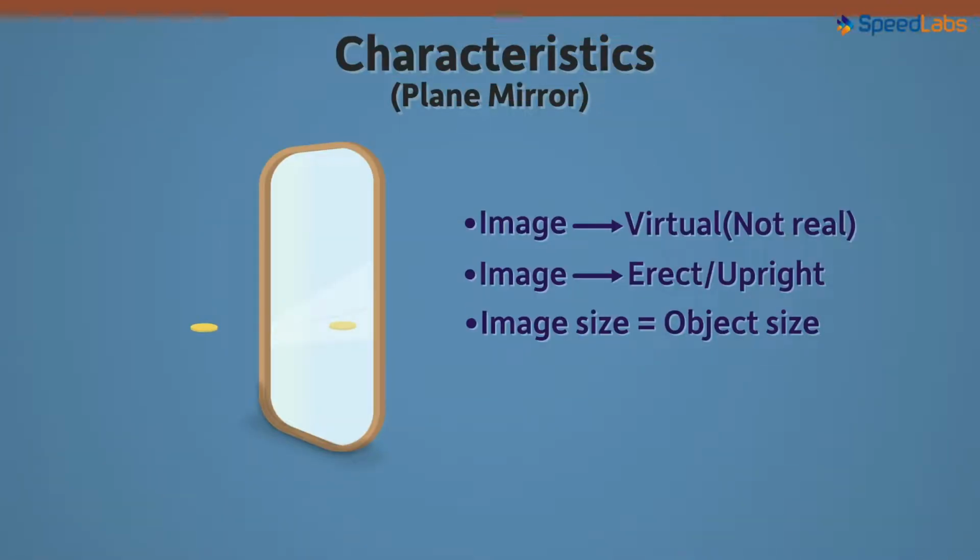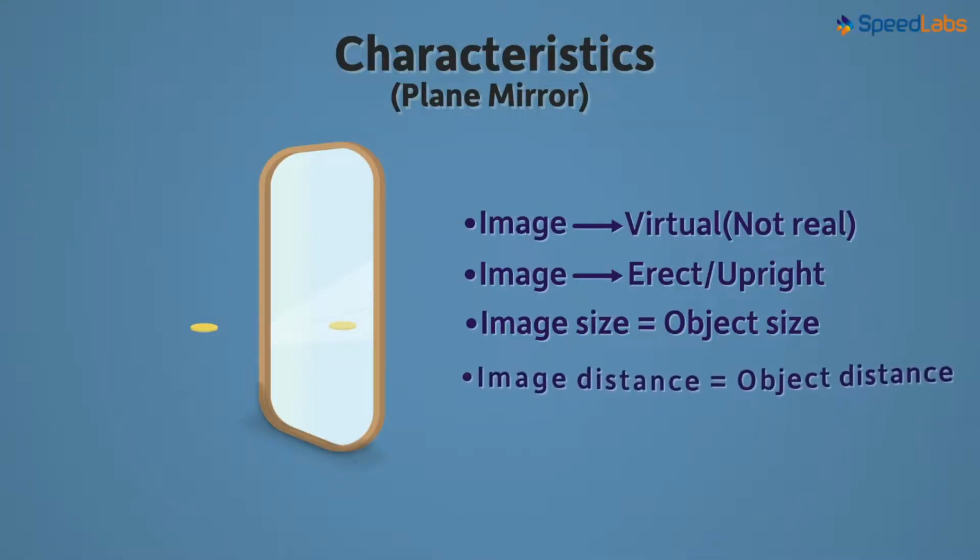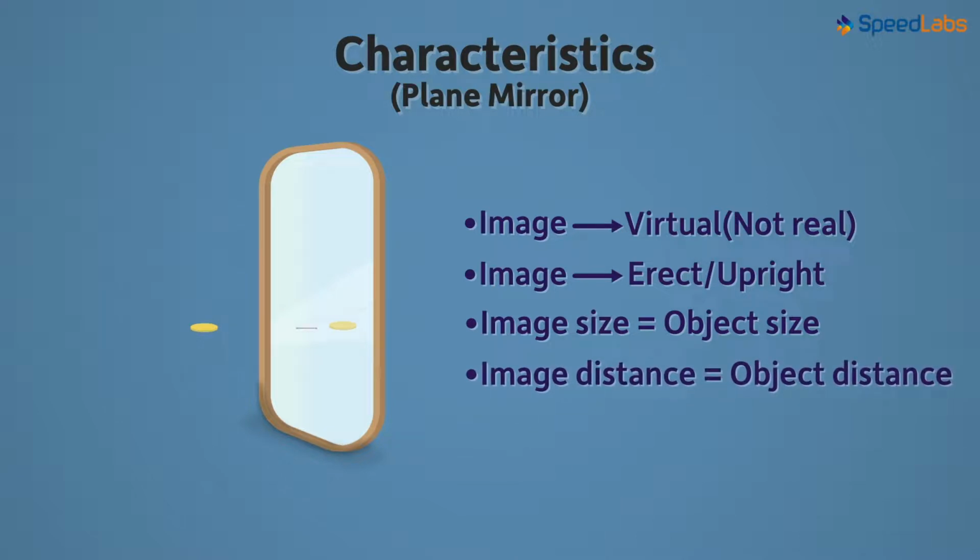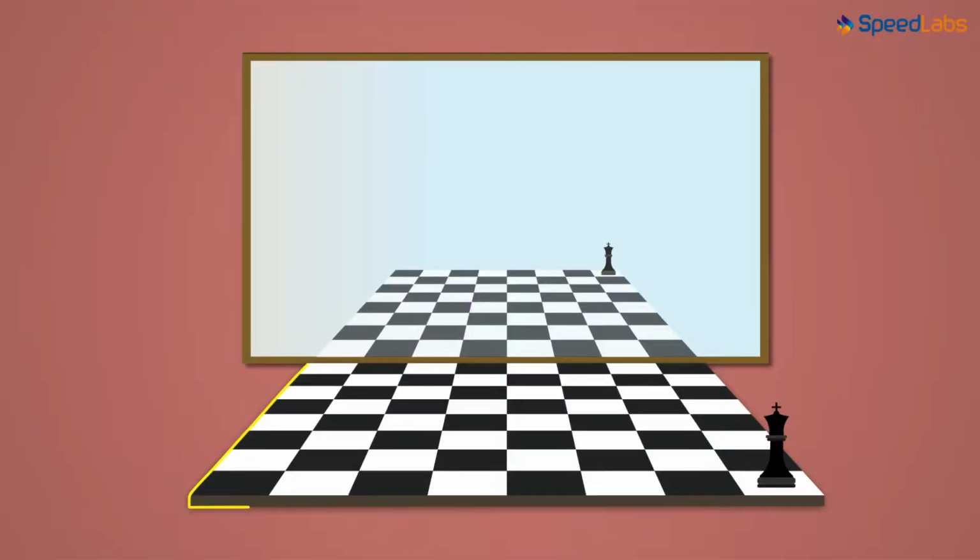Now we come to our last point. Finally, the image formed is at the same distance from the mirror as the object is. You can verify this observation yourself. All you need is a chessboard and any chess piece, say a king. Keep the plane mirror at the edge of the board as shown. Look at the position of the king as well as its image.